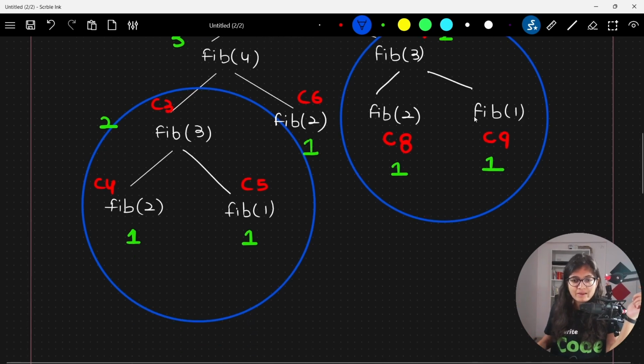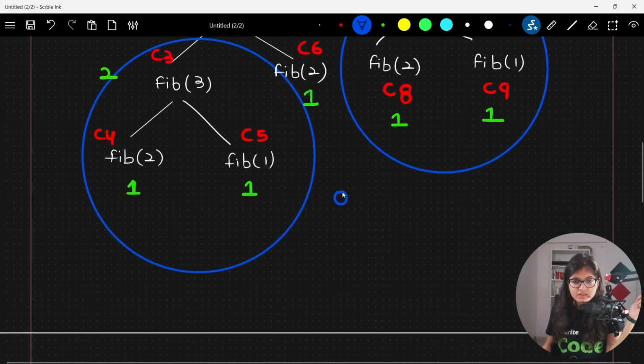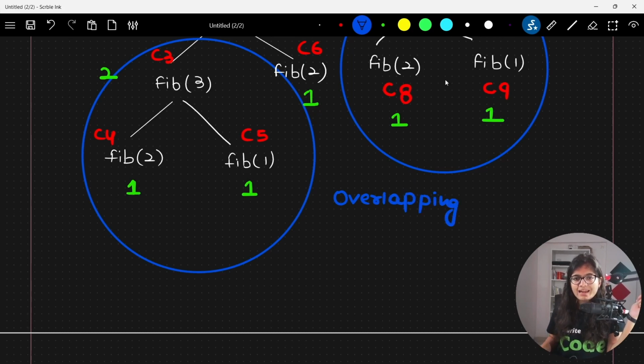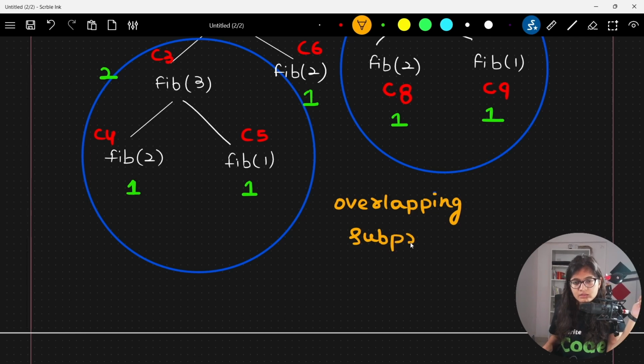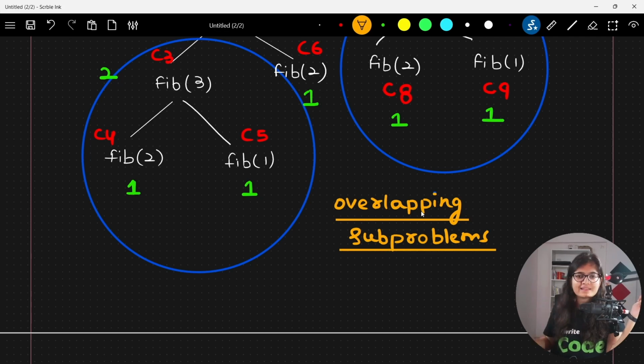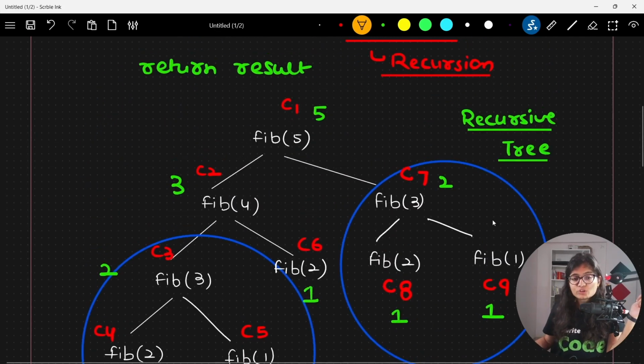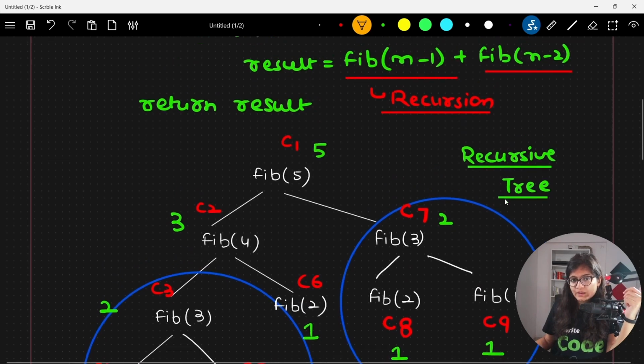And this problem is something which we call overlapping subproblems. Overlapping subproblems. And our objective is to resolve these subproblems, right?